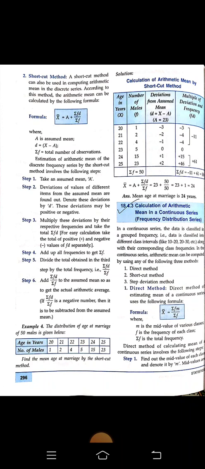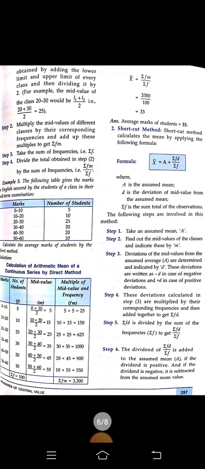What is the direct method? The direct method of estimating mean in a continuous series uses the following formula. Here we have the formula given. So what is the explanation of this formula? M is the mid value of the various classes. Let us take an example. It will be better for us.